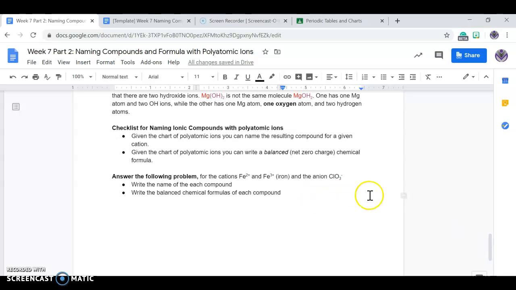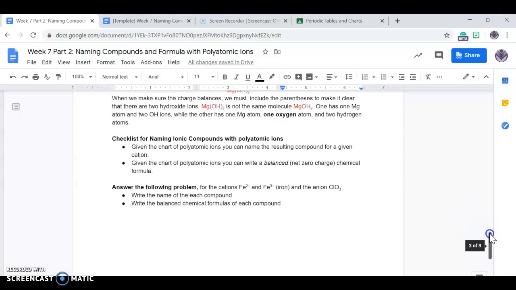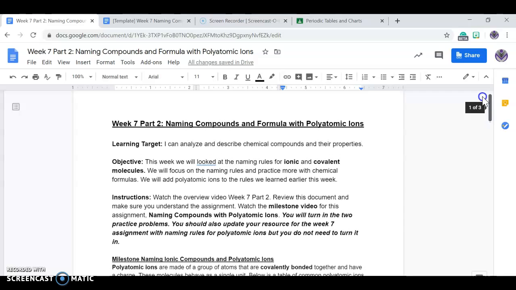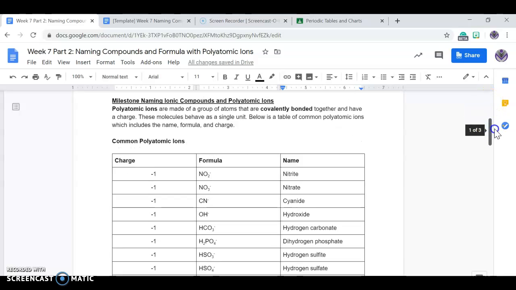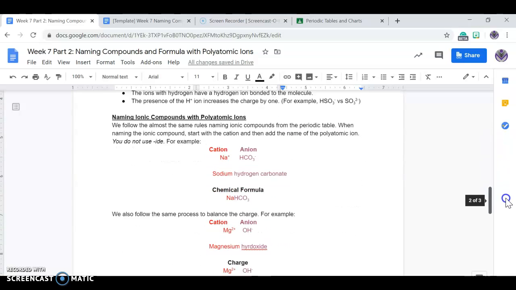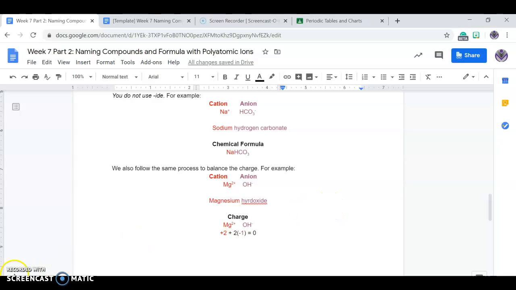Okay, that's it. All I'm asking you to do is write those things and turn those in along with everything else. You don't have to update the resource unless you want to with these rules. That's totally up to you. But I just want you to understand how we name with polyatomic ions. All right, that should be it. Hopefully that's not too much.